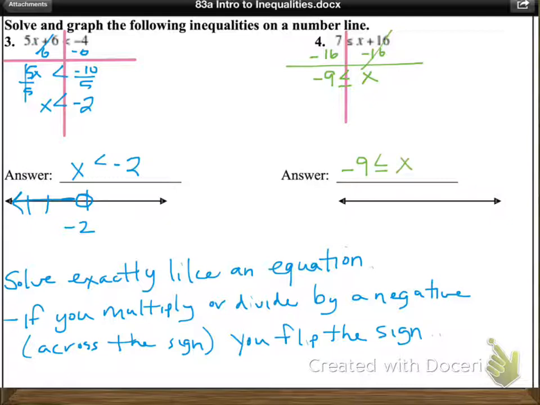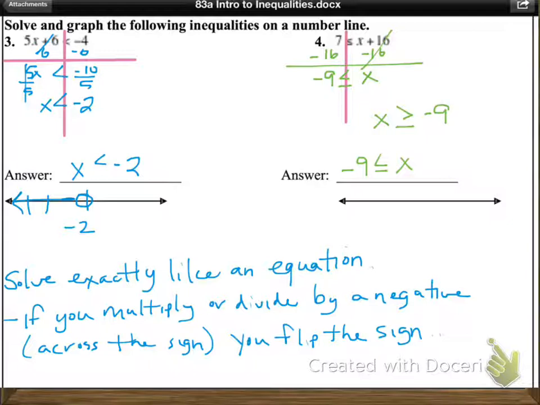If you don't like that and you like the little shortcut that we used, you can rewrite this, but when you rewrite this, make sure that everything points the same direction. So x is greater than or equal to -9, right? I rewrote this, but I still have the small end pointing to the -9 and the open end pointing to the x. Okay, nothing changed there.